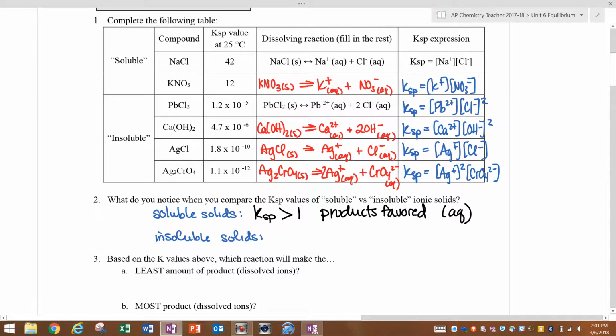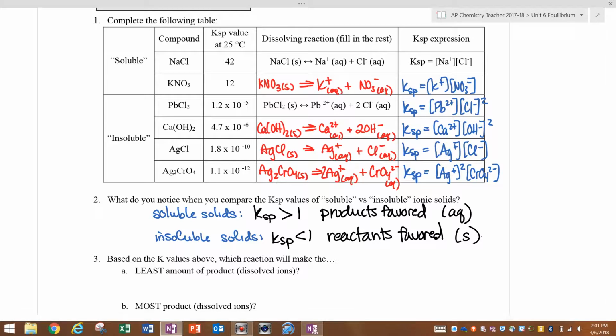The insoluble solids have very small KSP values. They are less than 1, which means that the reaction is reactants favored, which means at equilibrium we have mainly the solid form. So when we look at these things, we say, hey, those are insoluble. We have mainly just solid left over. We do not form very many products.